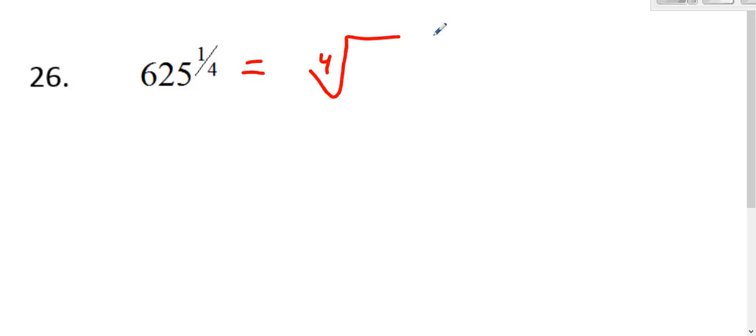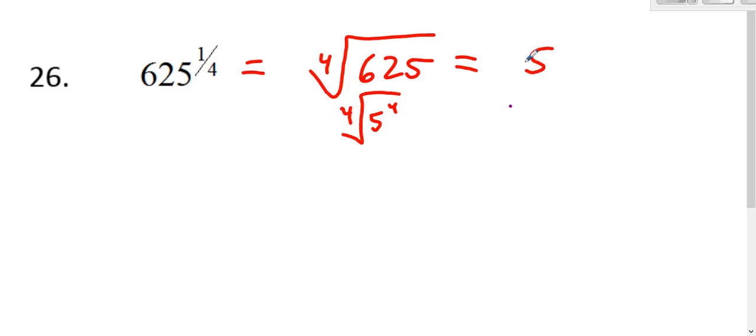One-fourth power means it's the fourth root. And 625, that is a perfect power. That is 5 to the fourth power. So it's the fourth root of 5 to the fourth power, so that's just 5.